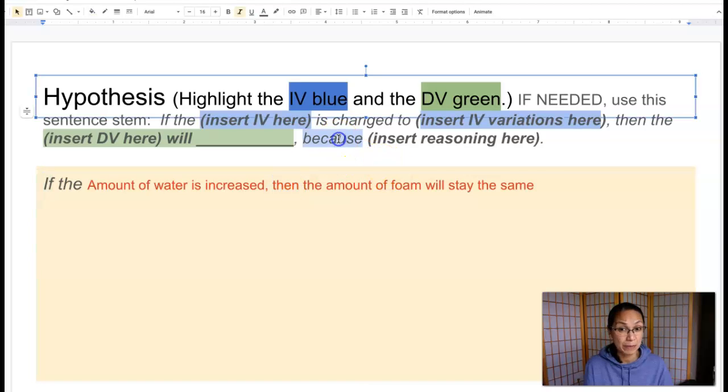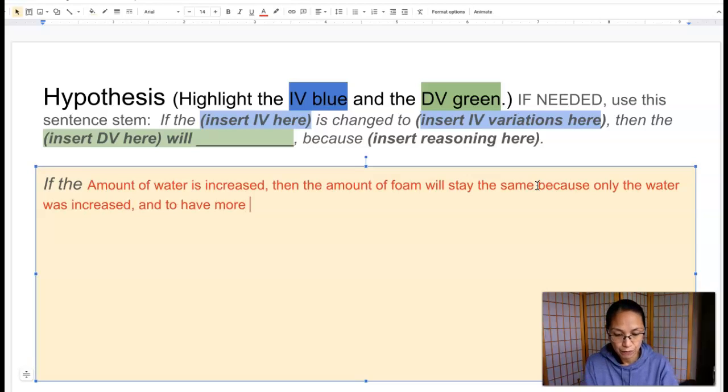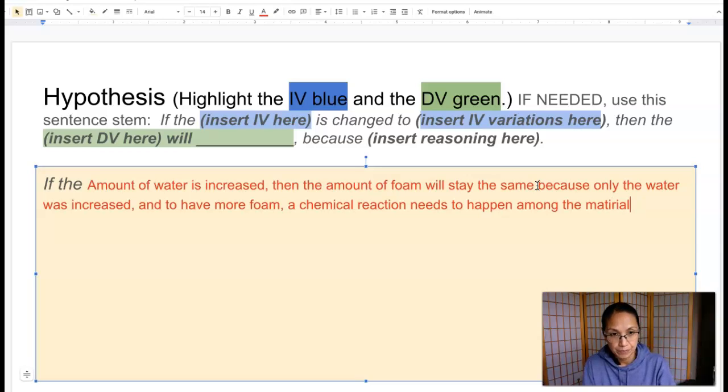I still need to do my because. So hypothesis is going to be longer. So I have to write down my scientific reasoning. Because only the water was increased, and to have more foam, a chemical reaction needs to happen among the materials. None of the other materials.